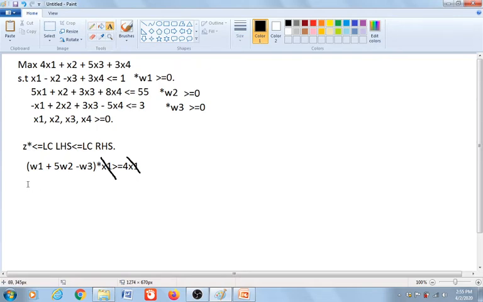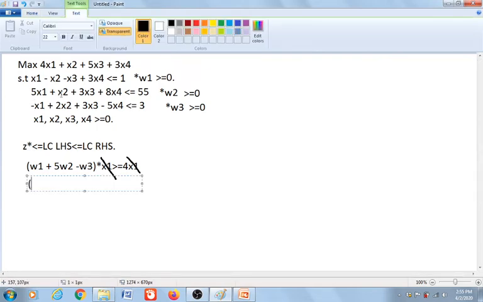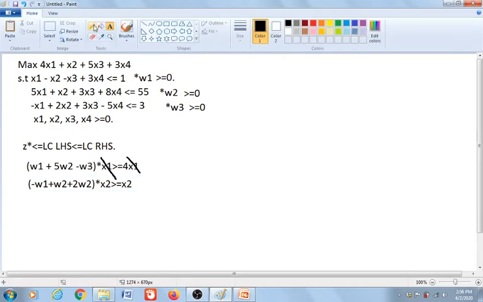We do the same thing with x2, so we're going to have minus w1 plus w2 plus 2w2 times x2, and that should be bigger than or equal to, according to the weak duality theorem, x2. Since x2 is positive, nothing will change with the sign, so I can cancel this and this becomes 1.